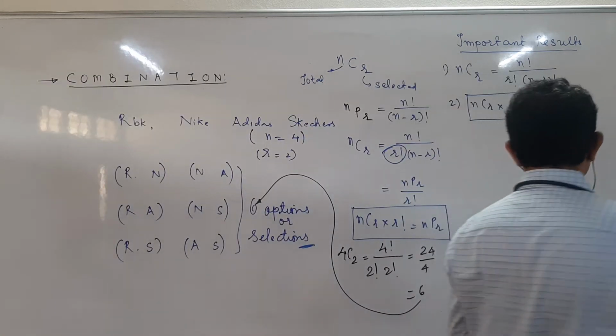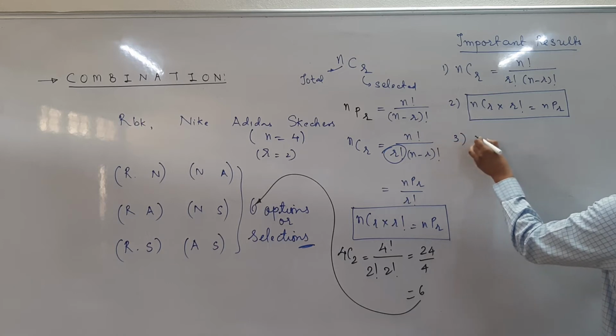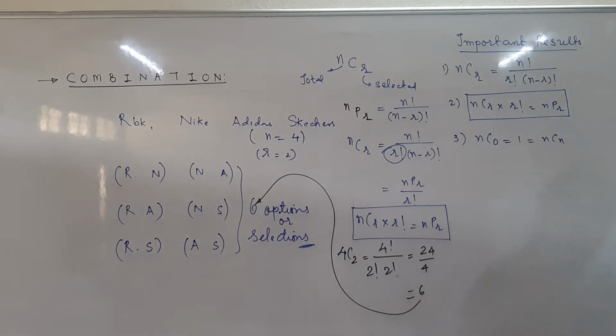Third, students, third formula: NC0 is 1 and NCN is also 1. Students, pay attention. Say, given are 4 pairs of shoes, out of which you are selecting any 4. Given 4 pairs of shoes and you are selecting all 4, it can be done in only one way.